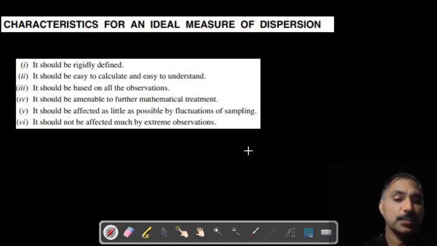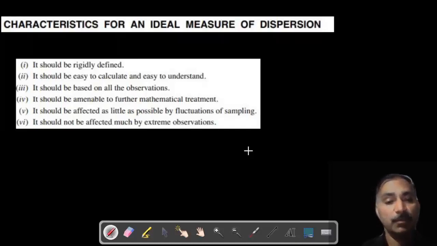The next point says that it should be affected as little as possible by fluctuation of sampling. Our measure of dispersion, the quality of dispersion, should not fluctuate too much when there is a small fluctuation in the mean variable. The last point says that it should not be affected much by extreme observations.